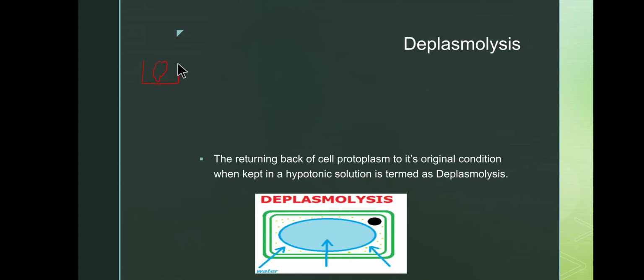As it was kept in a hypertonic solution, the cell has shrunk in size. I want to regain the original position of the cell. What am I going to do? I am going to change the solution.